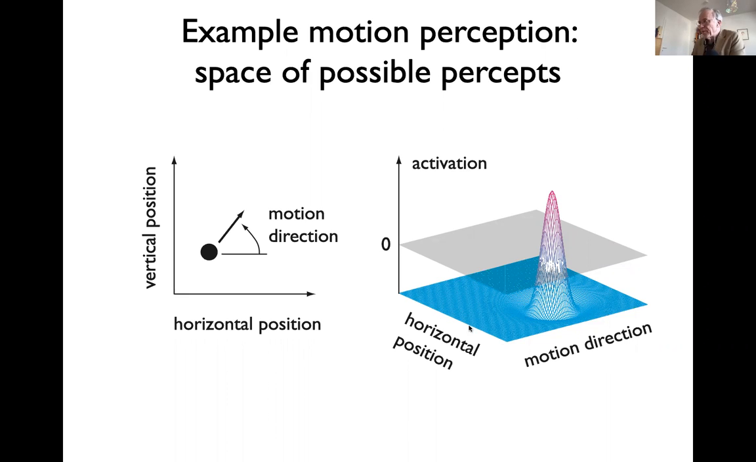So, space code principle, in the sense, the location in that space expresses what this is about, and then the activation is really just an indicator that it is present. So a peak of activation, let's say at this motion direction and that horizontal position, would represent a particular motion stimulus out in the world, a particular state in the world.